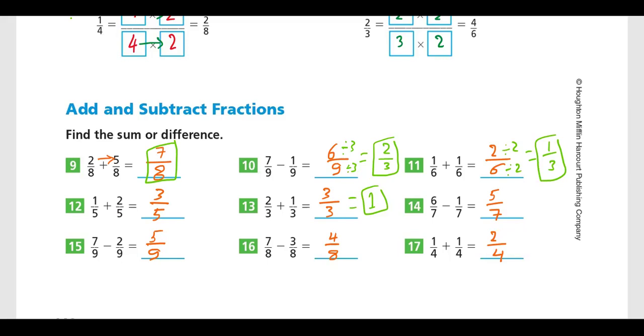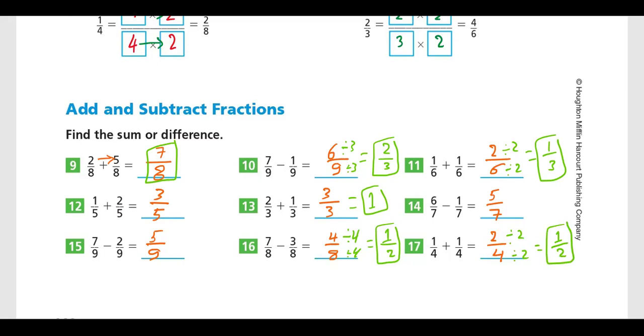7/5, nothing common between them except 1. 5/9 is the same. 4/8 is in table 2, also in table 4. So the best one is to divide by 4 up and down. 4 divided by 4 is 1, and 8 divided by 4 is 2. 2 over 4 is in table 2, so I can divide by 2 up and down. So it will be 1 over 2.